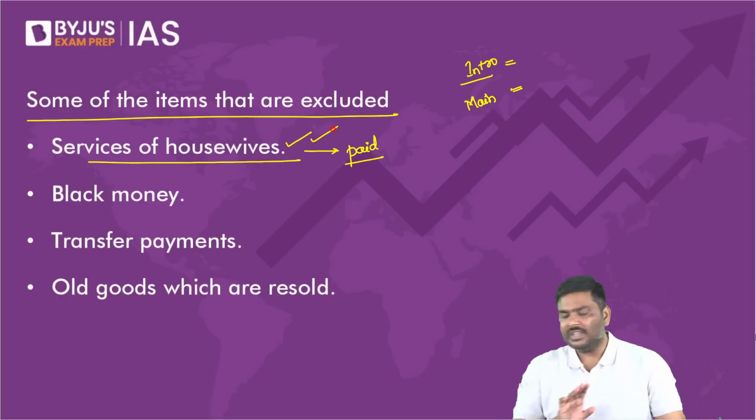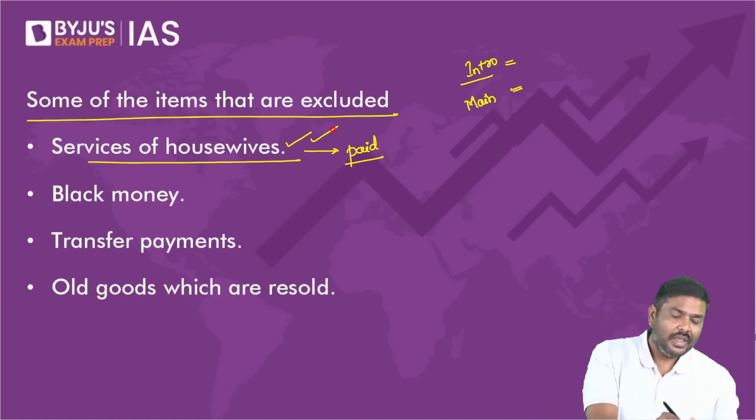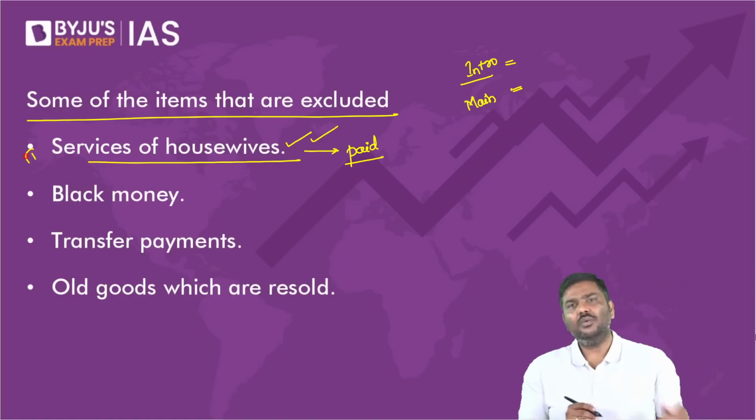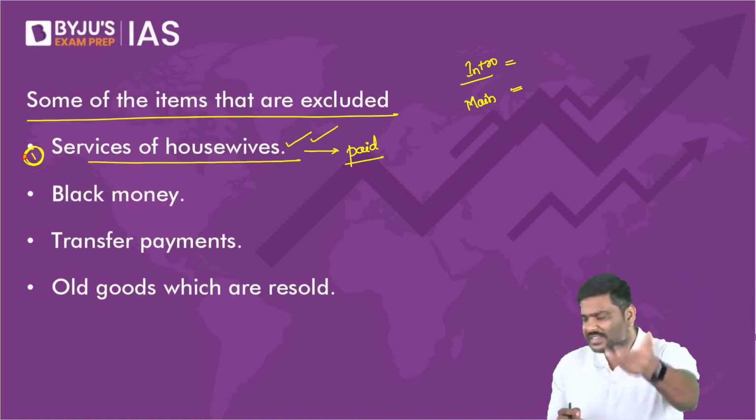Any problem with the first one? Let me know. Any problem with the first one here? Right? What is the argument here? I'll give a very simple example.